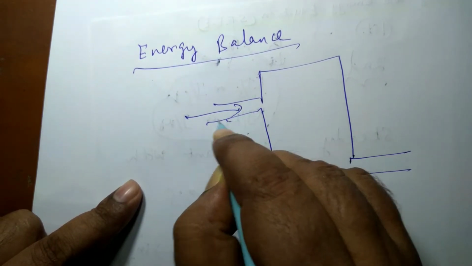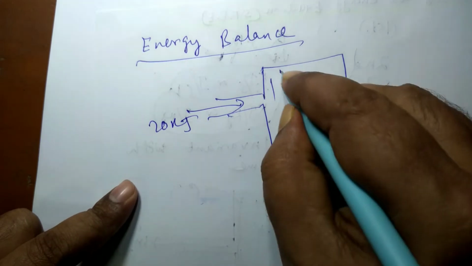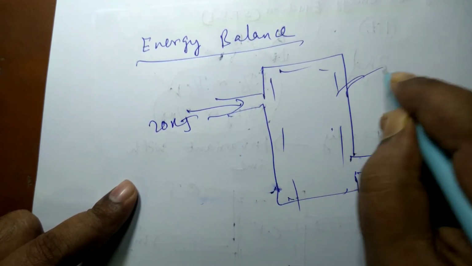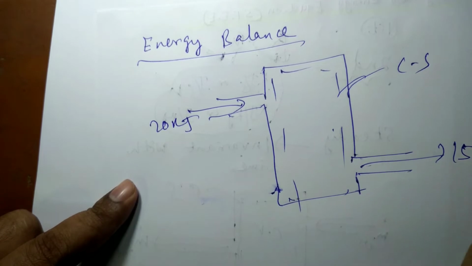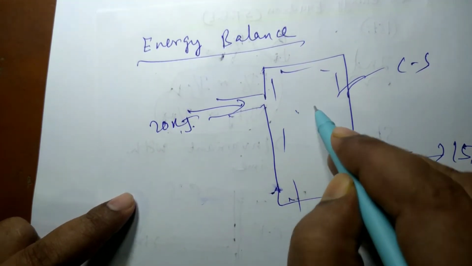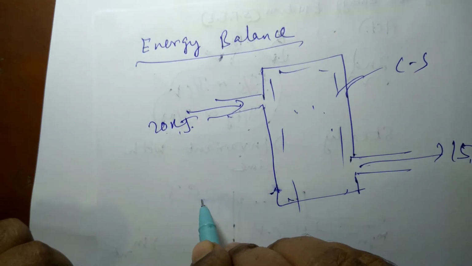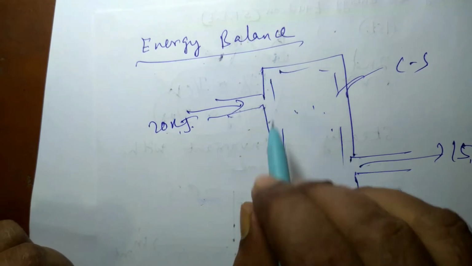Here suppose 20 kilojoule of energy enters into the control volume. This is the control surface. And 15 kilojoule leaves the control volume. The net energy, that is 20 minus 15, is accumulated in the control volume. Every bit of energy is to be accounted for. That is what the energy balance means.